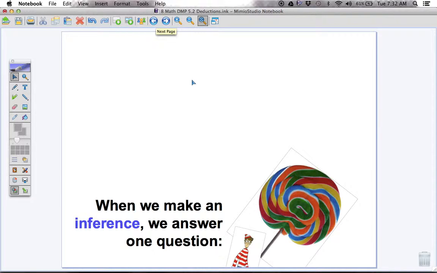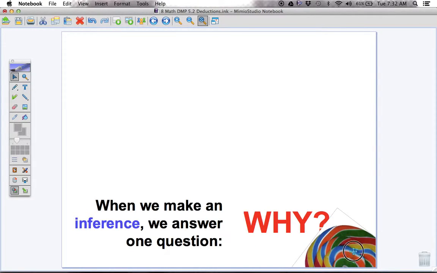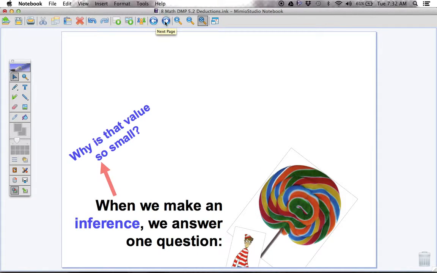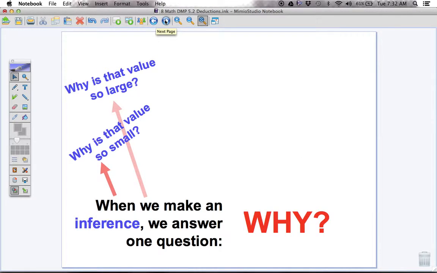We want to make an inference, and when we infer, we basically answer one question, and that one question is why. So why is that value so small? What was happening in that year? What was happening to that group? We can also look at why is that value so large? What was the change? What happened in that year or for that group of people?